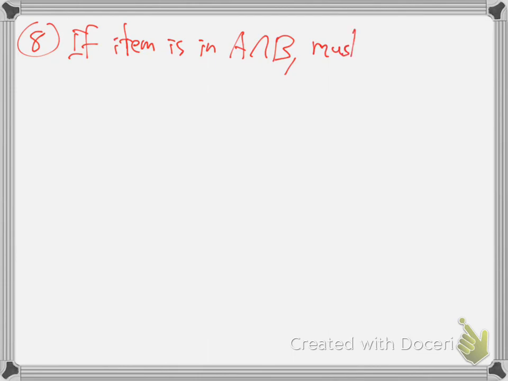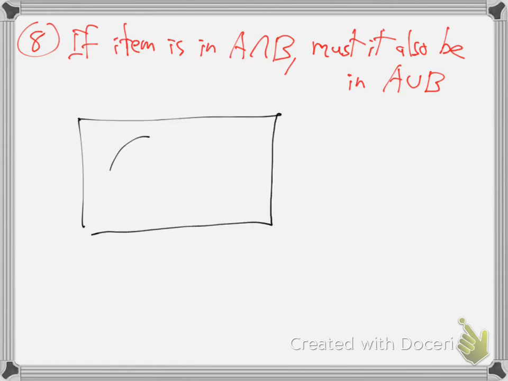So here, let me try to rewrite that for you. If an item is in the overlap, must it also be in the union of two sets? Well, what does it mean? Let's draw a little Venn diagram real quick. Venn diagrams are helpful to us for questions like this.